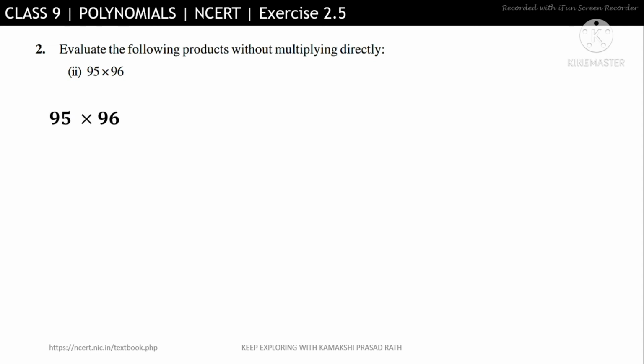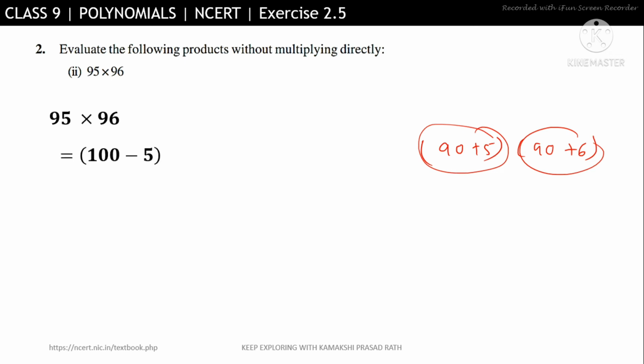So 95 into 96 can be written as 90 plus 5 and 90 plus 6 also, but again multiplying with 9 and 5 is becoming a little bit complicated. So what we'll use: we know that 95 and 96 are closer to 100. So we'll use 100 because it is easier to multiply hundreds. So 100 minus 5 and 100 minus 4.